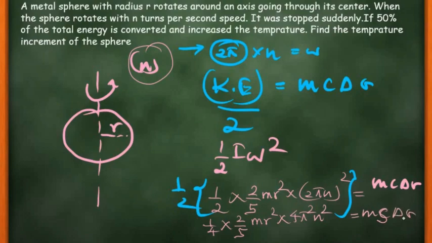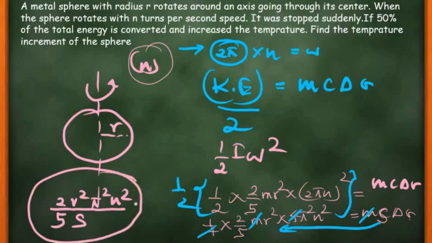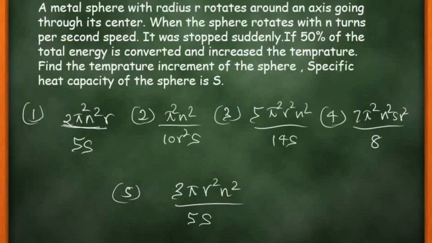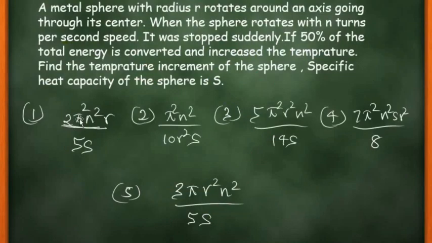Equals m s delta theta, right? Let's simplify it now. This 4 and 4 cancel off, you can easily see that, and this m and m cancel off, so we can bring it down. So let's simplify and write it down properly. So we get 2 by 5 r squared pi squared n squared divided by s, that is delta theta. So this is our answer for delta theta. Let's check our answers now. 2 pi squared n squared r squared over 5s, the first answer. We can see first 2 r squared pi squared n squared, yes, that's our answer. The first answer is correct.